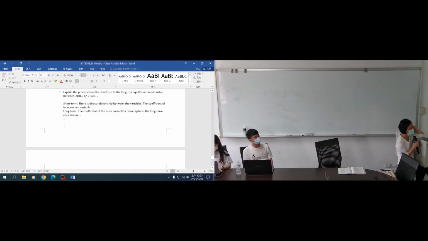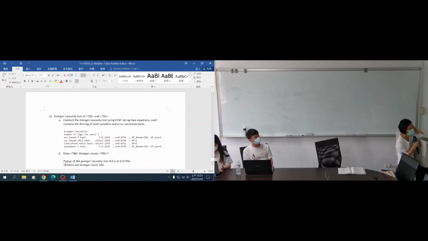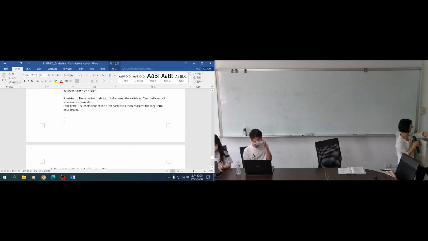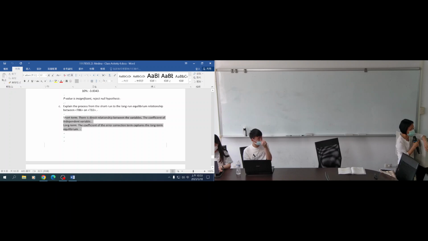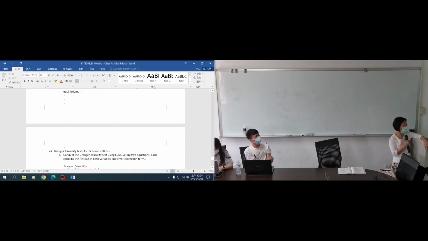Then this one is just an explanation. Let me see your explanation. There is a direct relationship between variables, the coefficient of independent... What is that? There's nothing here. The coefficient of the error correction terms capture the long run equilibrium. What does that mean? I saved the wrong file. You didn't answer this question. Yeah, apologies, Professor. I saved the wrong file.